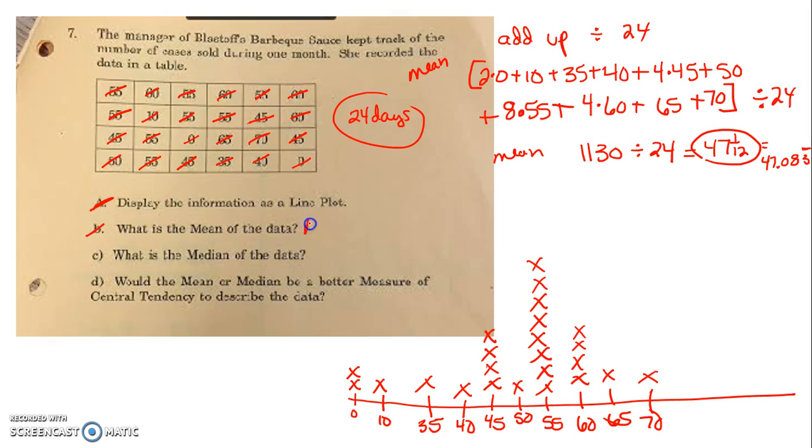Mean means average, so the average is 47 and 1/12. What's the median? Median is the middle score. It's the score where exactly half the data is below and half the data is above. So I've got to start figuring out where the middle is.